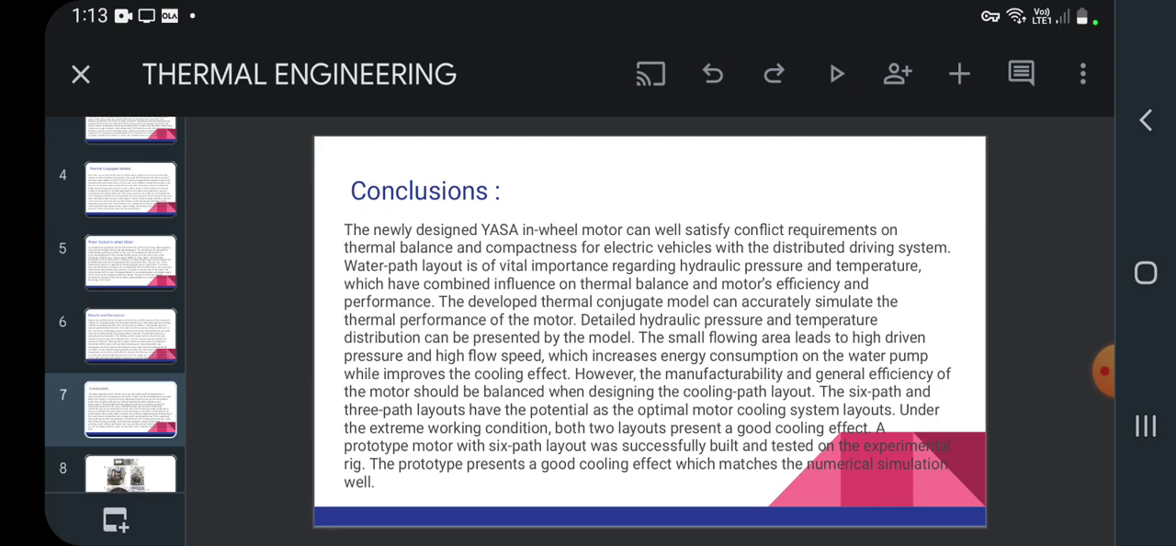Detailed hydraulic pressure and temperature distributions can be presented by the model, and a small flow area leads to high driving pressure and high flow speed, which increases energy consumption of the water pump while improving the cooling effect. However, manufacturability and the general efficiency of the motor should be balanced when designing the cooling path layout. The 6-path and 3-path layouts have the potential to be optional motor cooling system layouts.